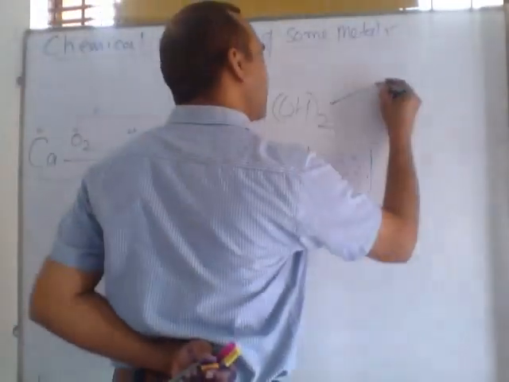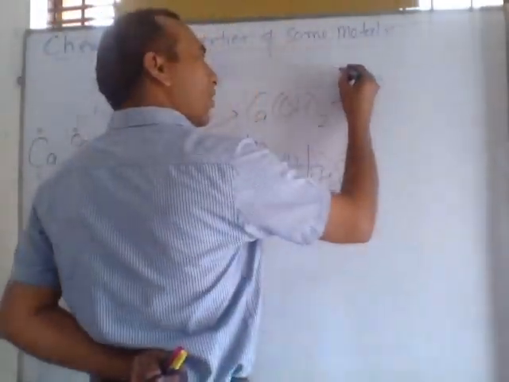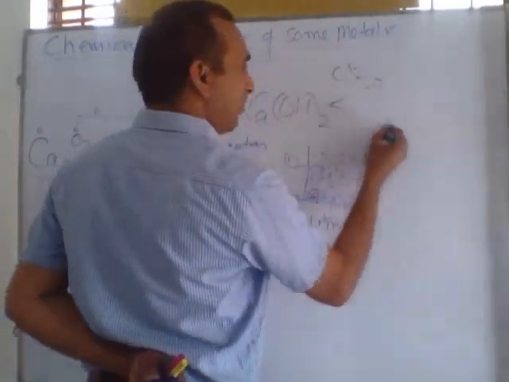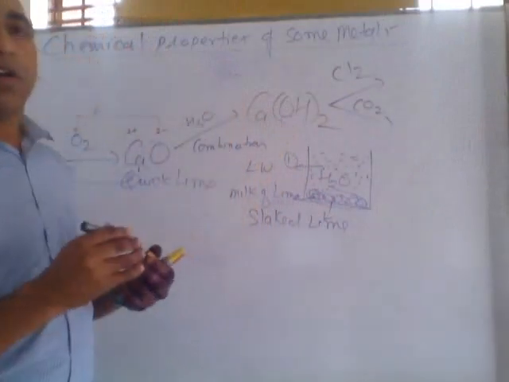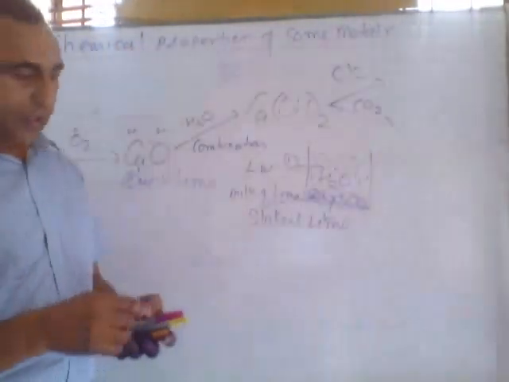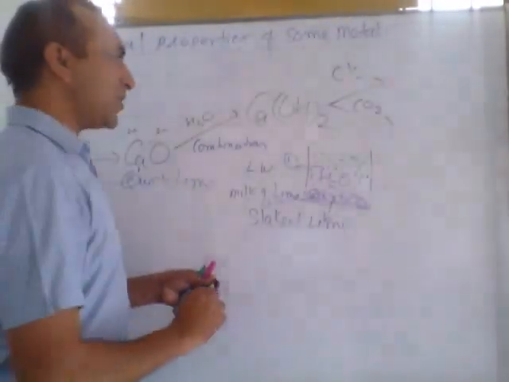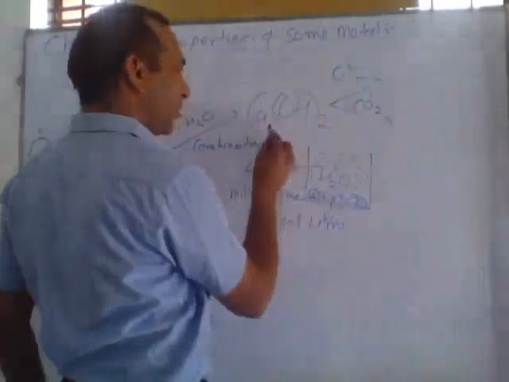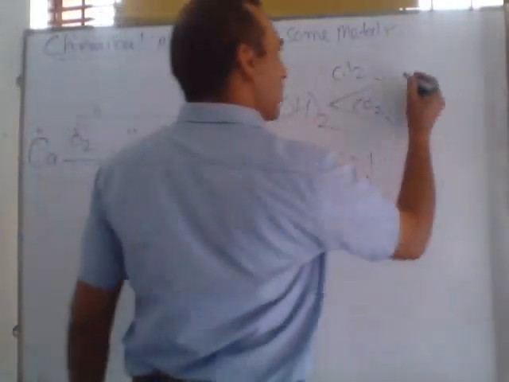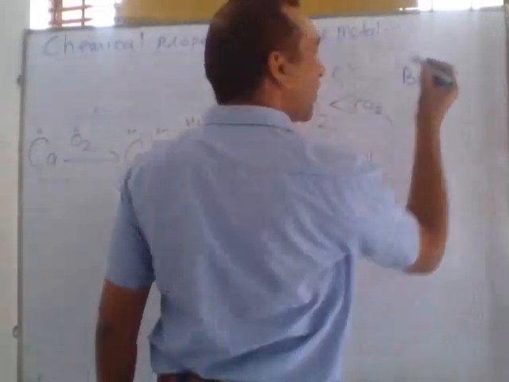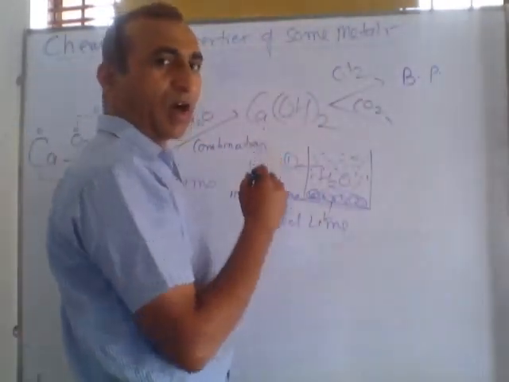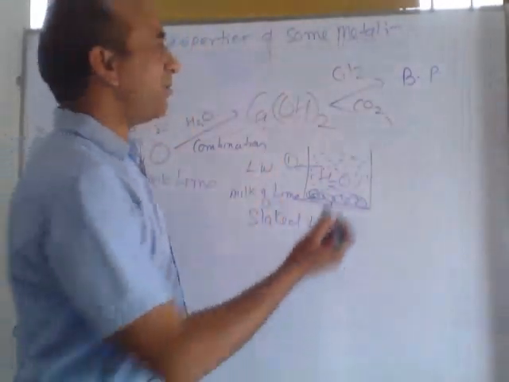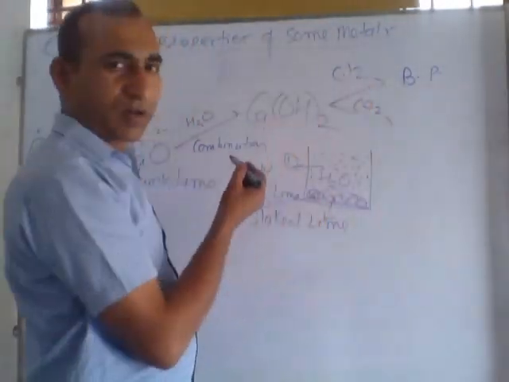If we pass chlorine gas, number 1, and second, CO2 gas, in lime water, then what will happen? Listen, on passing chlorine gas in lime water, bleaching powder is formed. Remember, bleaching powder. How can we prepare bleaching powder? By passing chlorine gas in lime water.